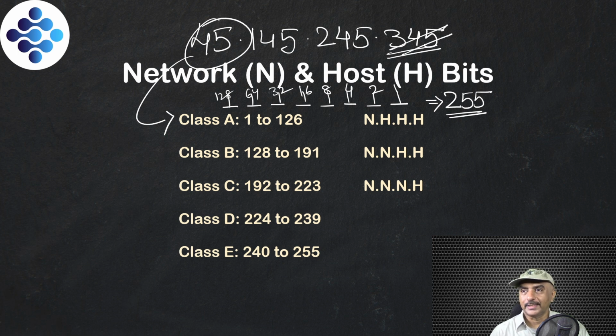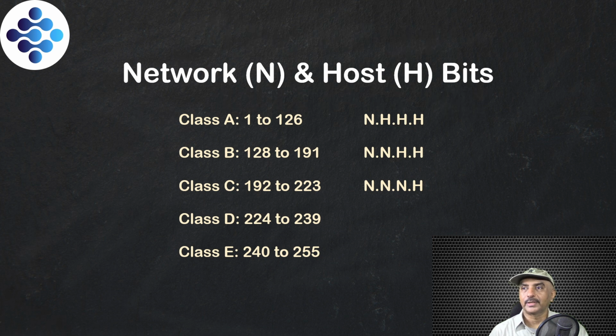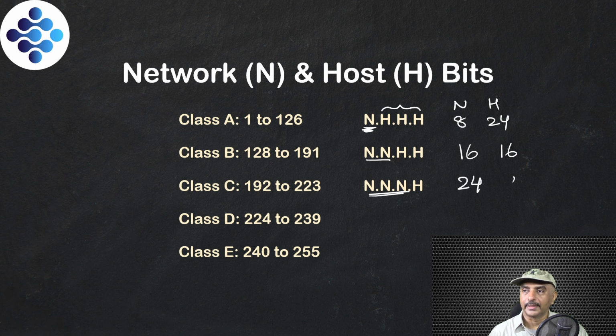Okay, so class A, as we said, has network and host bits. In class A, the first octet is meant for network, and the rest of the 3 octets are for host. So in class A there are 8 network bits and 24 host bits. In class B it would be 16 and 16, and in class C it would be 24 and 8. Class D, we talked about, works on multicast, and class E is for experiment.